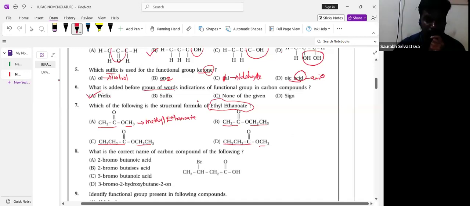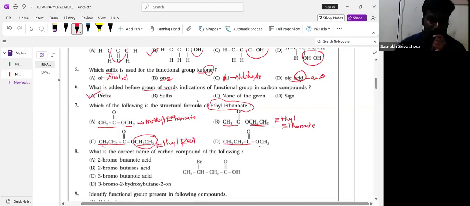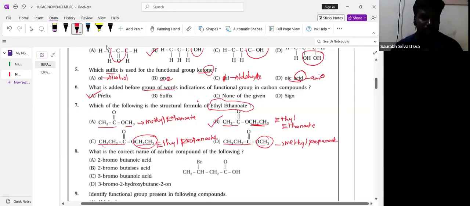And this one has 2 carbons, then it is ethyl ethanoate. And here, 2 carbons are there, then ethyl; 1, 2, 3 carbons are there: propanoate. Here only one carbon is there, then methyl propanoate. Correct. Then what is the answer? B is the answer: ethyl ethanoate. Clear? And next question.